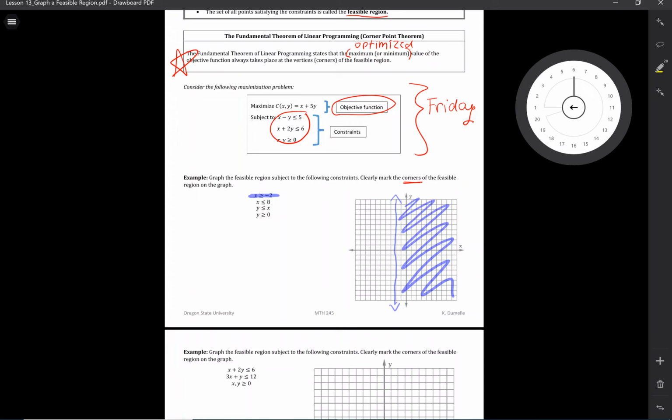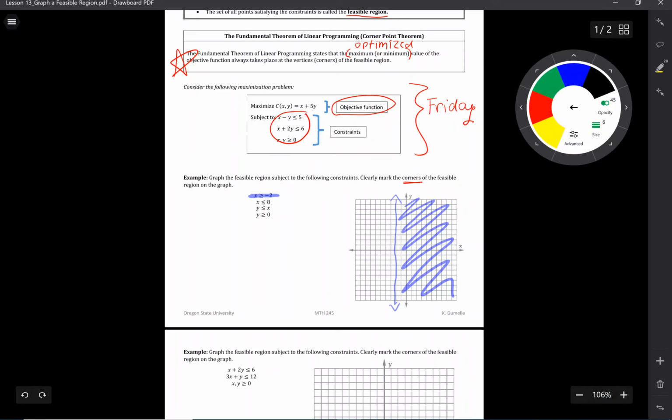Next, I want x is less than or equal to 8. So if I graph x is equal to 8, that is right here. And here I have a solid line again, since I can equal the value 8. And now I want to be less than 8, so that is over here. So far I see that my possible region is contained between these two vertical lines. So that's this one.